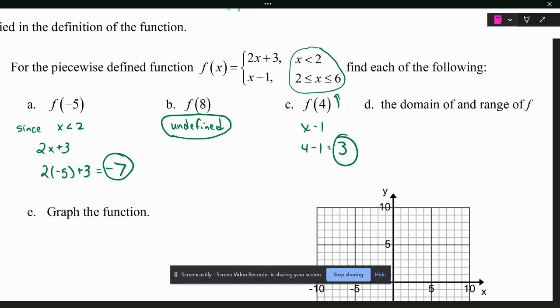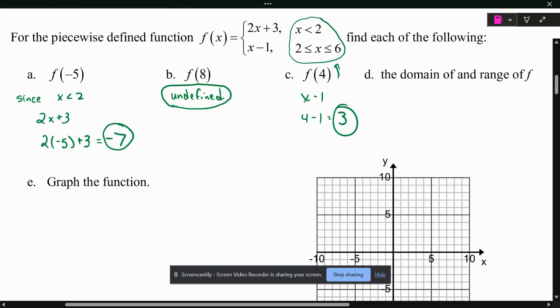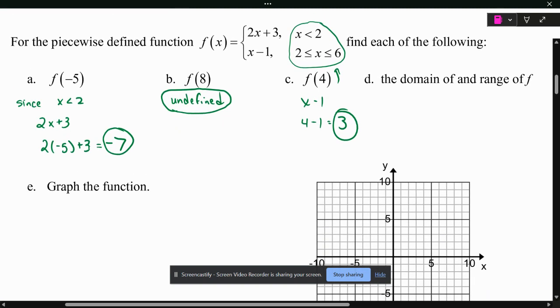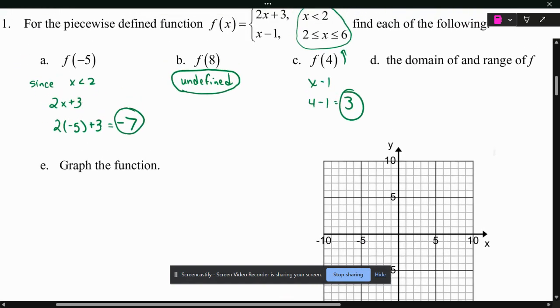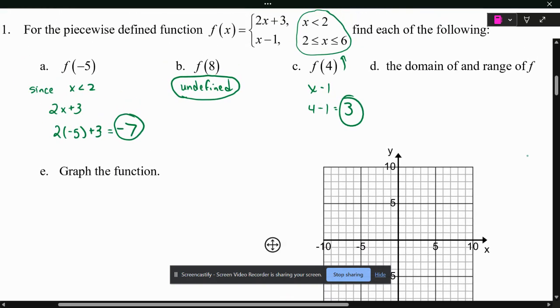Now, letter D says the domain and range of f. I'm going to hold off on that until we get a graph, because I feel like the domain we could see, but the range is going to be a little bit difficult. So that's where we want to try and graph our function first. So we have these two equations. I'm just going to write them down here.